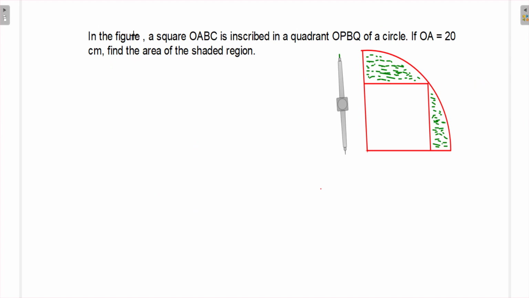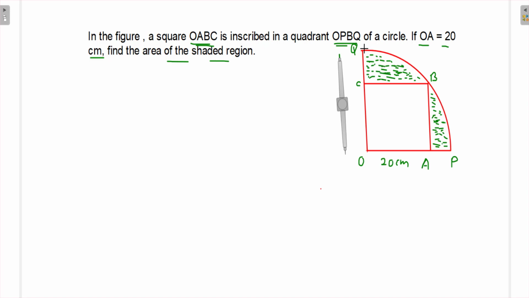So friends, question is, in the figure, a square OABC is inscribed in a quadrant OPBQ of a circle. If OA is equal to 20 centimeter, find the area of the shaded region. Friends, here it is given that OABC is a square and OPBQ is a quadrant, and OABC is a square where OA is 20 centimeter. And we have to find the area of the shaded region.